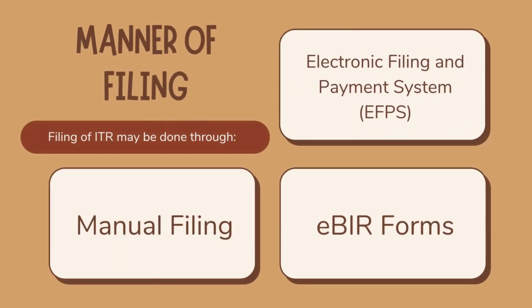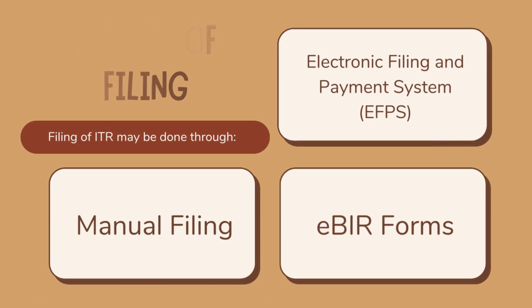Now that we already know when we should file our income tax returns, let's proceed with the how. Filing of ITR may be done through number 1, manual filing, number 2, electronic filing and payment system or the EFPS, and number 3, eBIRForms.